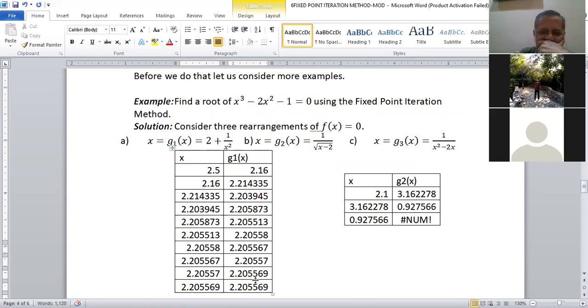So this converges neatly. Whereas the second rearrangement, if we start with 2.1 or any other number greater than 2, because less than 2 will make it complex. But starting from 2.1, the calculation gave a g value of more than 3. If I consider that as the new x, then 3.16 minus 2 gives you 0.92. Now if I take 0.92 as x, this becomes complex, so this rearrangement is of no use to me. Because I am looking for real roots only, this method is only to find real fixed points, not imaginary ones.